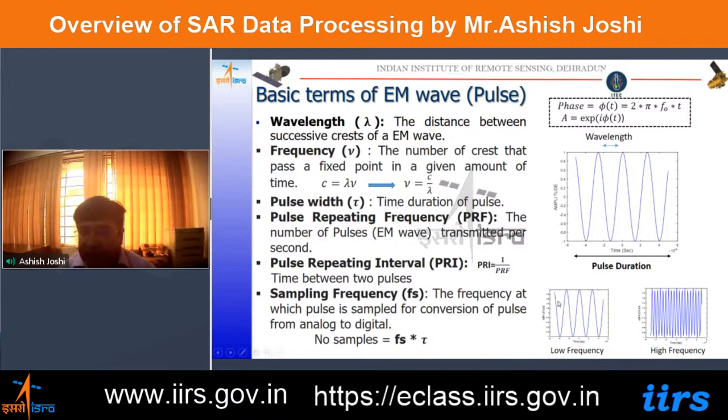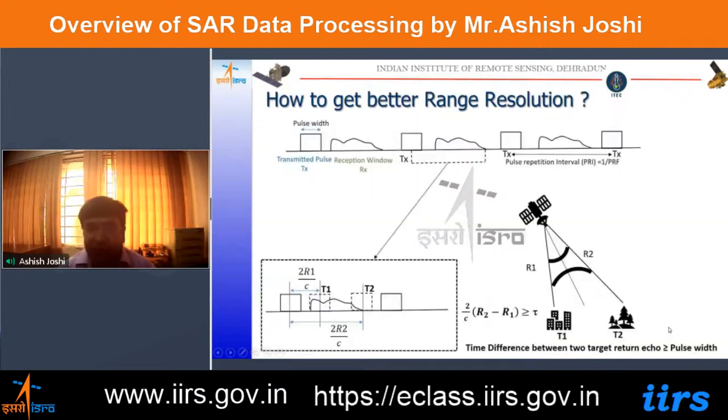Okay, so this is if we consider the electromagnetic wave. Here we consider this a low frequency electromagnetic wave and this a high frequency electromagnetic wave. Means lambda is higher for the low frequency and lambda is very short for the high frequency electromagnetic wave. Now the question arises, how to get a better range resolution, because radar is not giving a very fine range resolution.